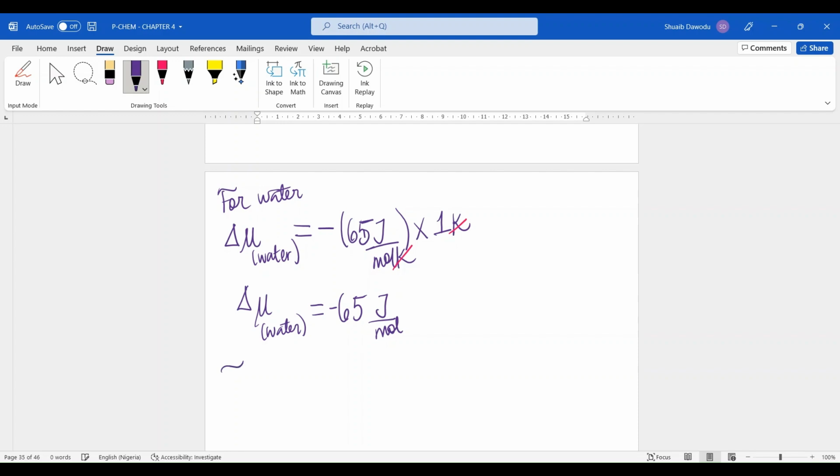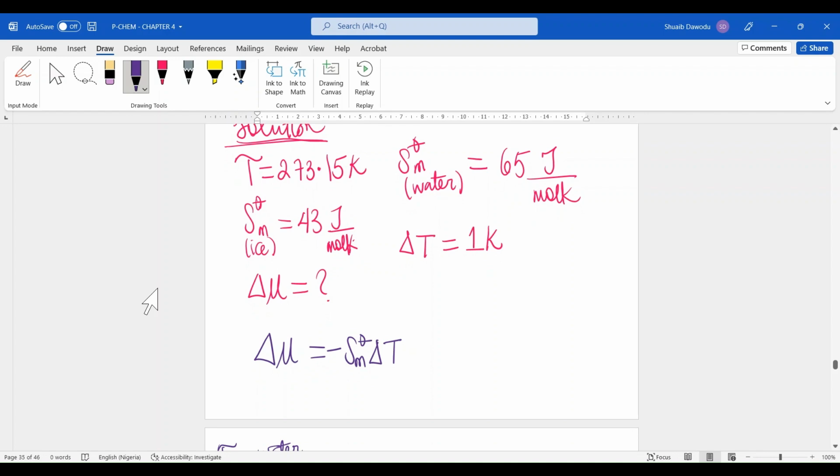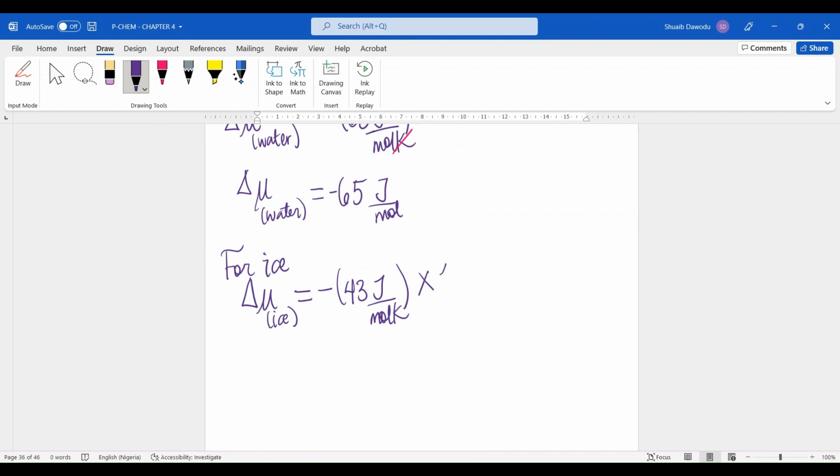And then the change in chemical potential of ice is negative the molar entropy for ice, which is 43 joule per mole Kelvin, times the change in temperature, which is simply 1 Kelvin. So the change in chemical potential of ice becomes negative 43 joule per mole. So this is basically the answer.